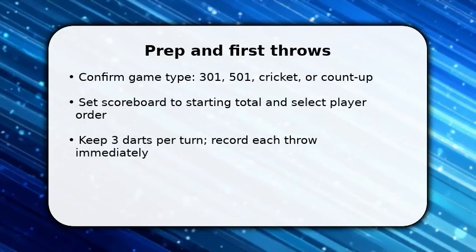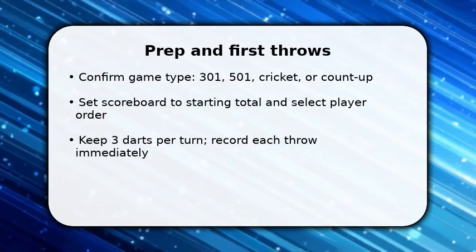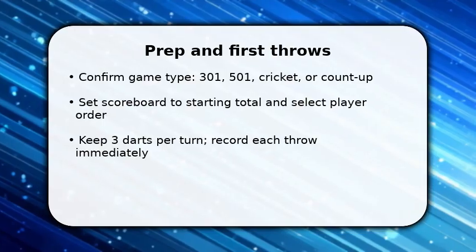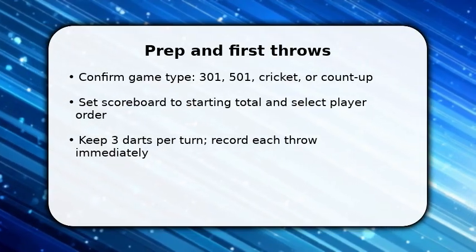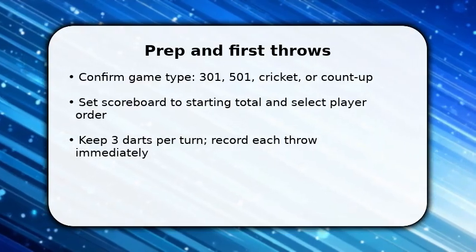You begin by choosing the game and inputting the starting score. This matters because scoring method changes. Once set, establish player order and hand the first 3 darts to the active player. You mark each dart as it lands, doing so prevents math errors later.